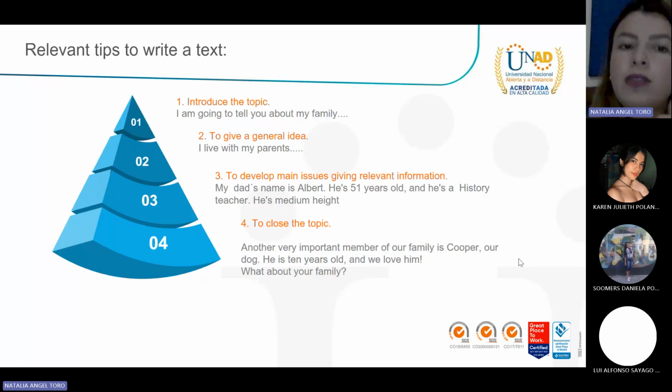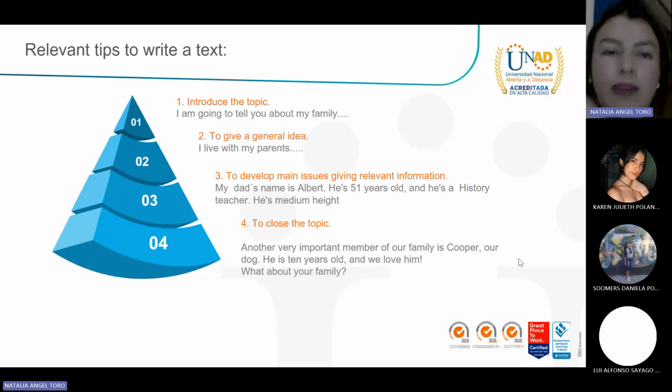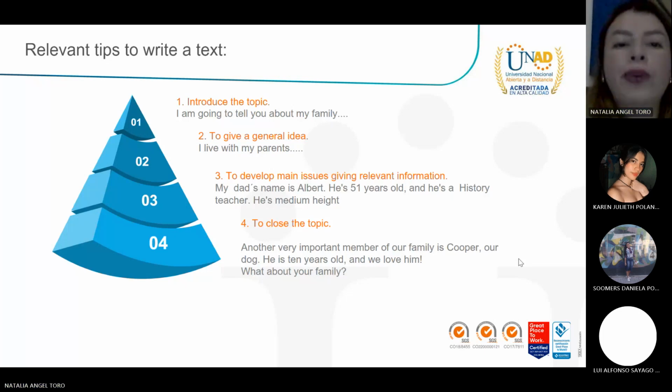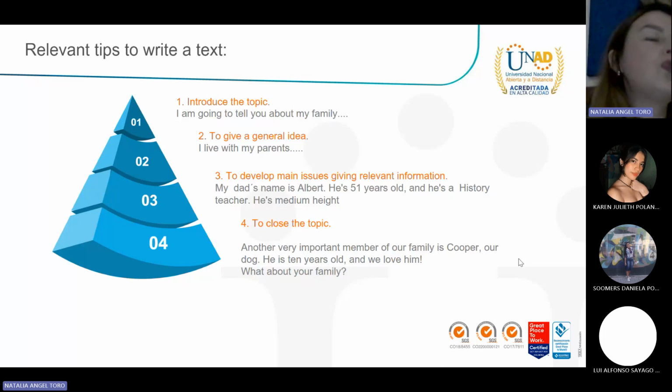The second issue here is to give a general idea. Sorry, an example of the first one in that case was, I'm going to tell you about my family. I'm going to present myself. I'm going to explain you this topic. I'm going to introduce this report. I'm going to whatever. So always introduce the topic. Second, give a general idea. In that case was, I live with my parents.